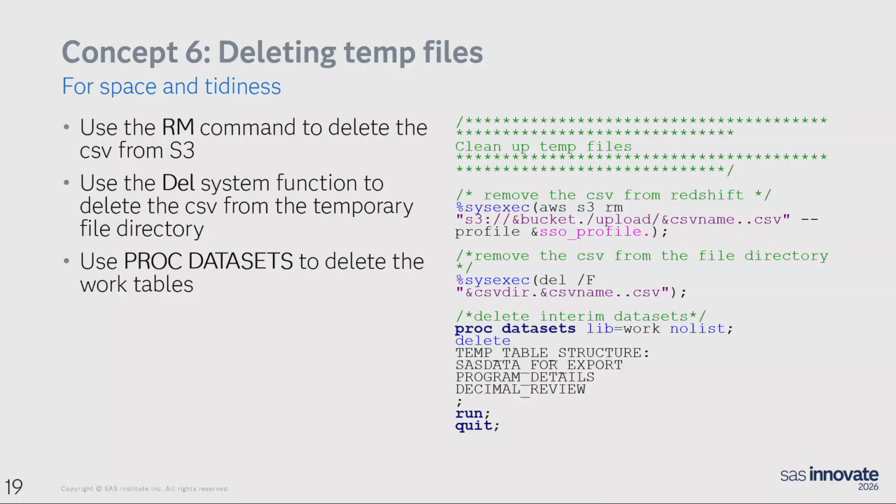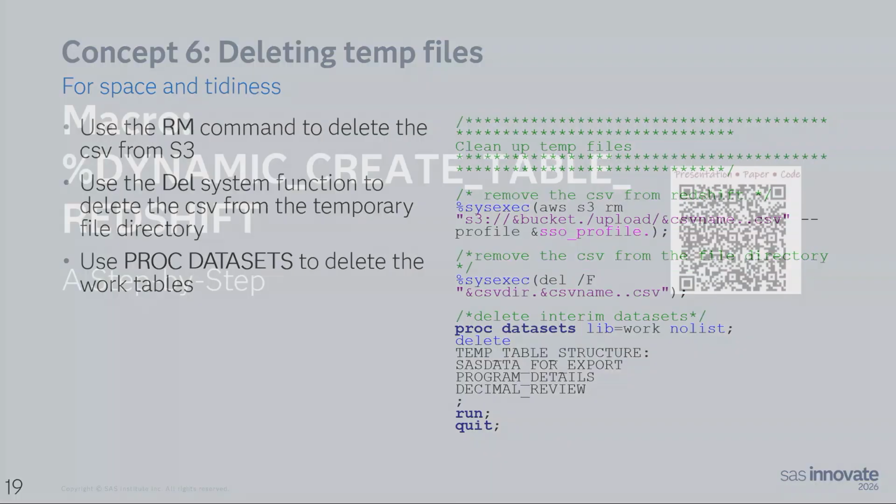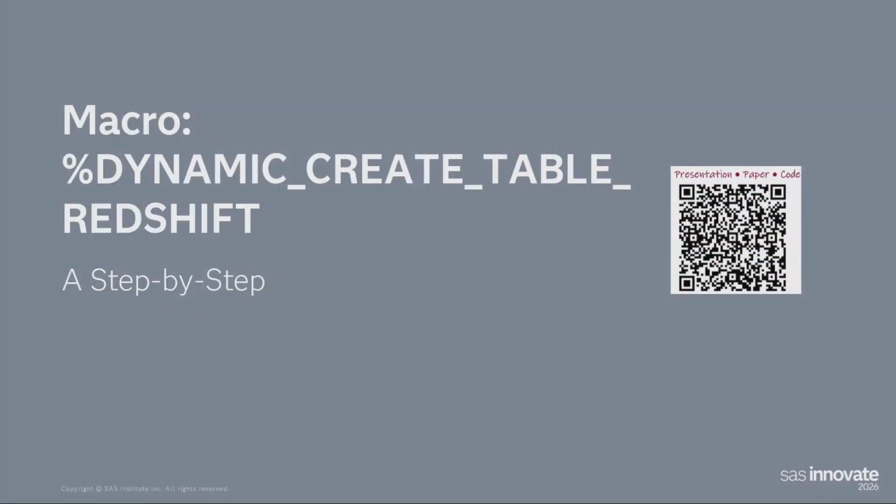Now, I've seen a lot of code, and I've gone through these concepts, and modification of that code will be needed, but all that code has been taken from a macro I've developed called Dynamic Create Table Redshift. And that macro is available here at the QR code.